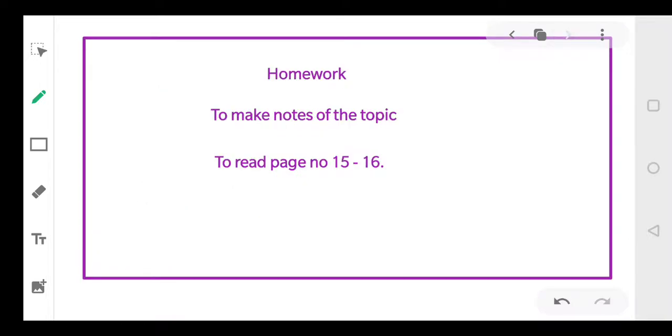So this is your homework for today. First of all, make notes of the topic, and secondly, read page numbers 15 and 16 and underline the important points. I have taken all the content from your NCERT. Clear? Okay, so that's all for today.